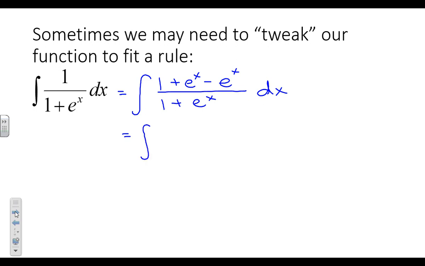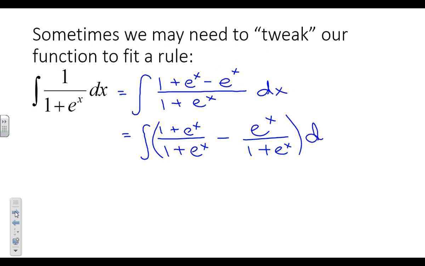Okay, we're not quite ready for u substitution, but what we can do is break this apart into two integrals. We could break this up into 1 plus e to the x over 1 plus e to the x, minus e to the x over 1 plus e to the x. Sneaky. What is this right here? 1. And what's the antiderivative of 1? x. Minus. Over here now what can we do?